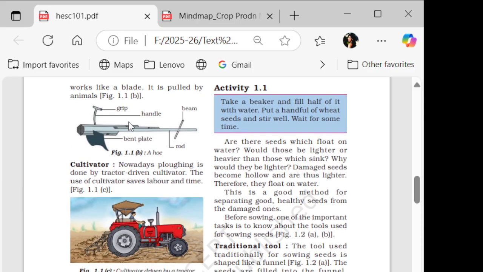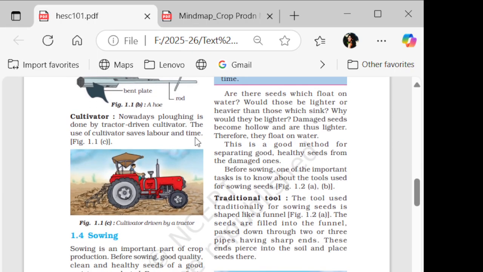See, this is a hoe given to you. It is a tool for loosening the soil as well as for weeding. There is a cultivator here. See, nowadays plowing is done by tractor driven cultivator as well. So there is this tractor, and this is a cultivator behind the tractor, you can see.